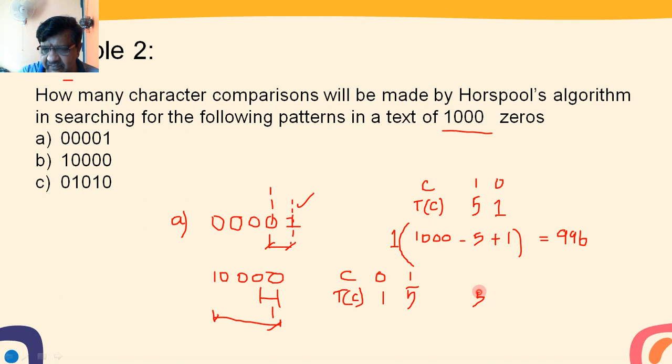Therefore, 5 comparisons will be done, and therefore it is 5 into (1000 minus 5 plus 1), so it is 996 into 5, those many comparisons. Because examples are like this.